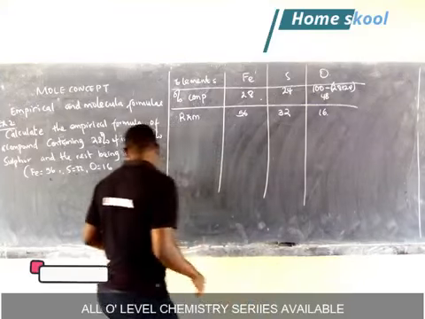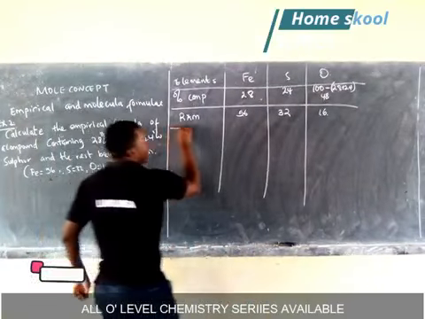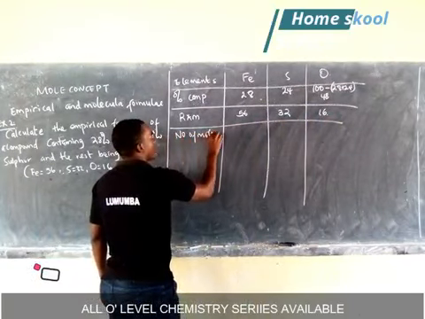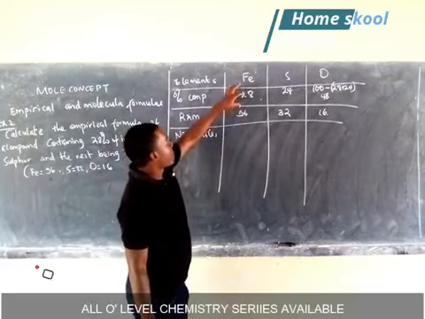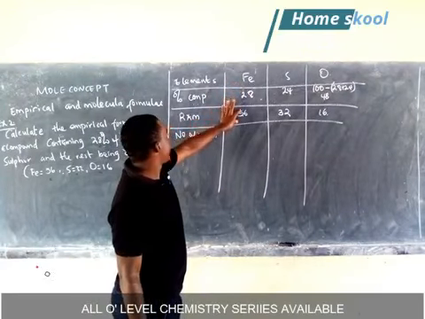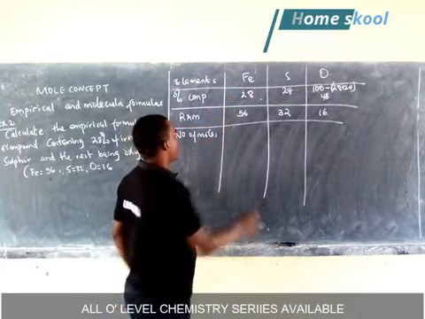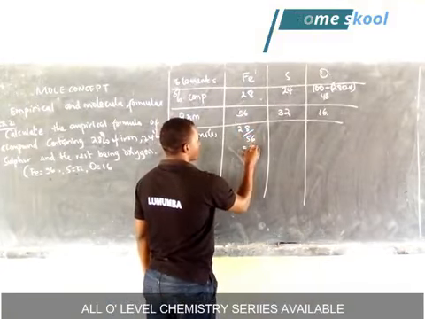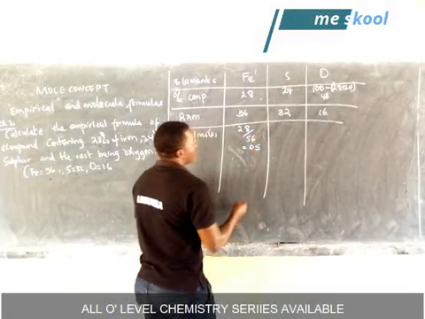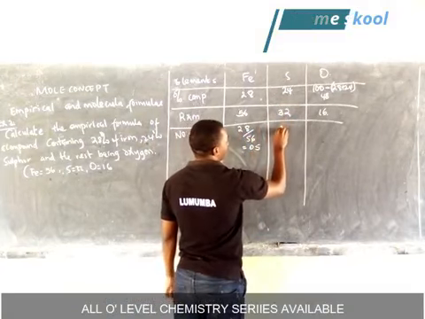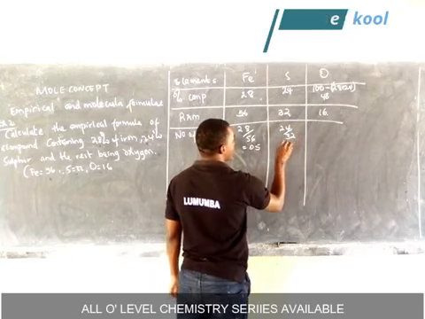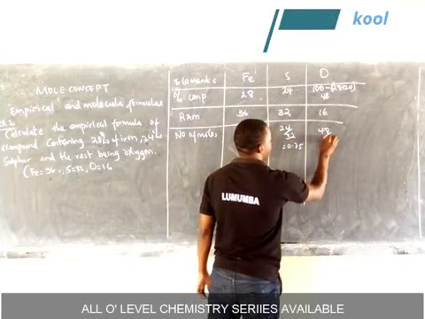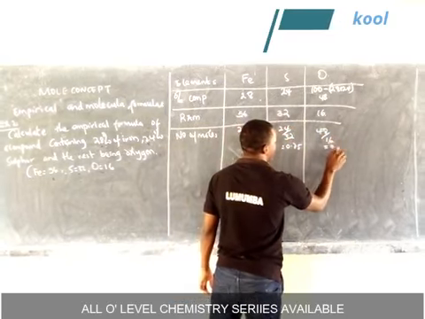From there we find the number of reacting moles. To get the number of moles, we divide the percentage composition by the relative atomic mass. So here we divide 28 over 56. This gives us 0.5. Then divide 24 by 32. 24 over 32, you get 0.75. And lastly, 48 divided by 16. This one gives us 3.